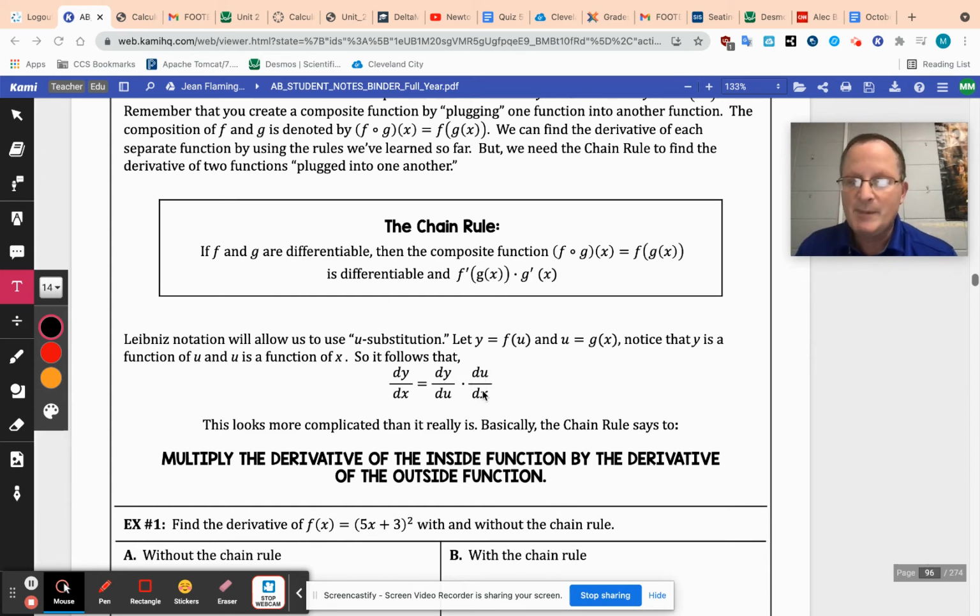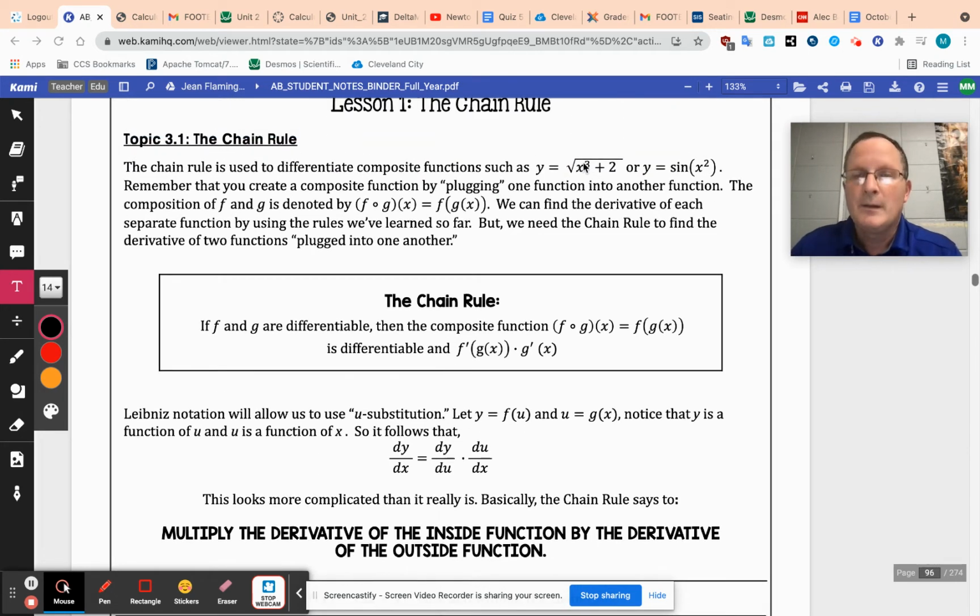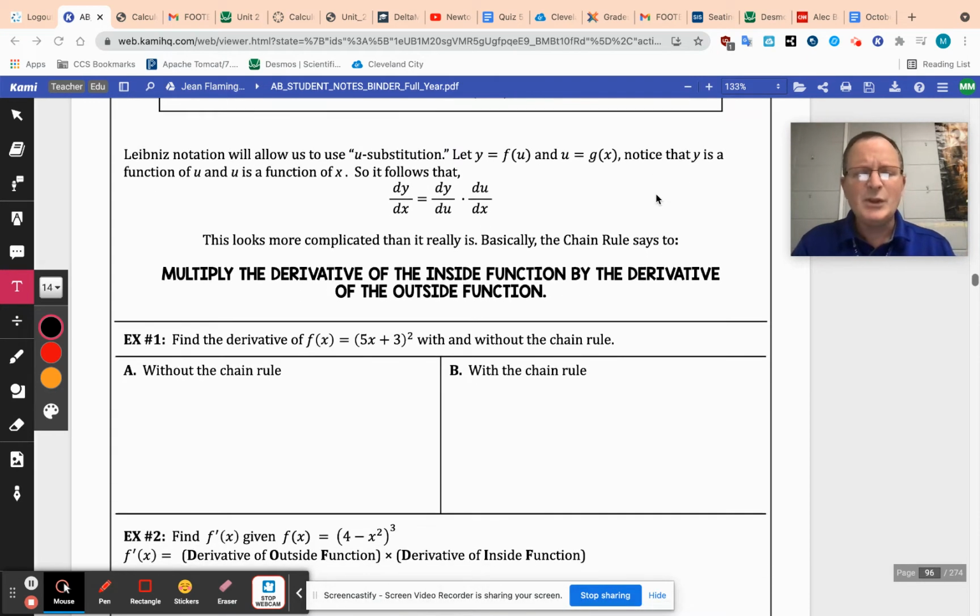Okay, so with respect to means what variable are you using? So if I say with respect to u, it would be with respect to x cubed plus 2, or with respect to x squared, meaning that's what you would write down rather than x. Okay, all right. So this is a wonderful example of why you need it.